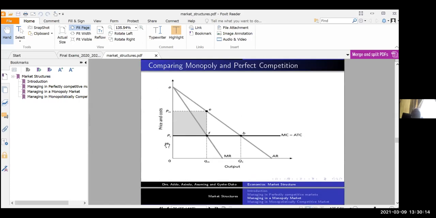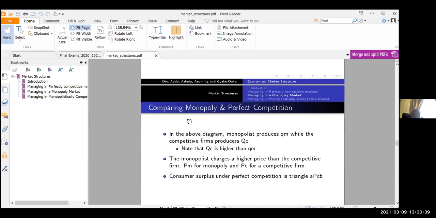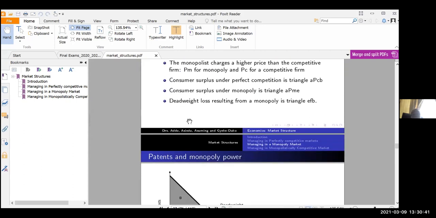So this is what I'm saying. PC is the competitive price. PM is the monopoly price. If you are in a competitive market, output will be higher at QC. But if you're in a monopoly market, it will charge you PM and only produce a lower quantity or lower quality for you, and take away this as its profit. Beyond perfect competition, that will create inefficiencies in the market.